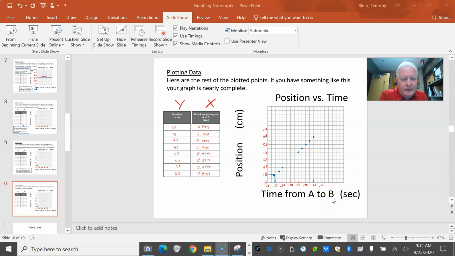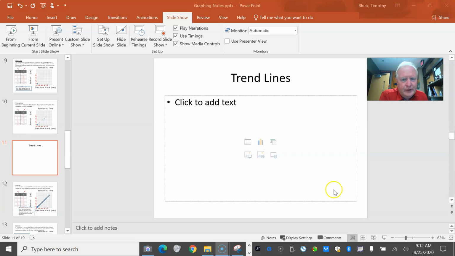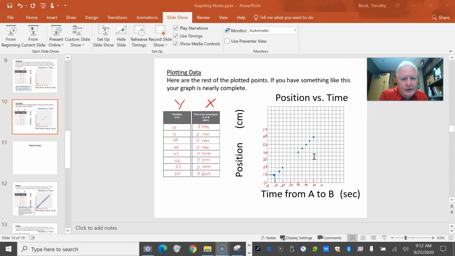Step 5 is finding a trend line. Now, trend lines are important in science because they mean something. It's not like back in 8th grade where we're just practicing. The trend line actually is the average of all of these points, okay? And it's a great way to find an average, and it also gives us more information. In a position versus time graph, the trend line gives us the speed of the car.